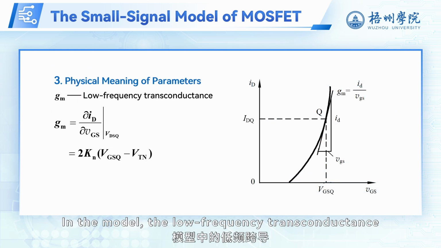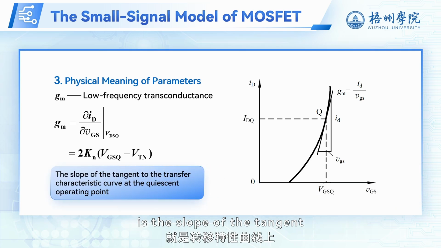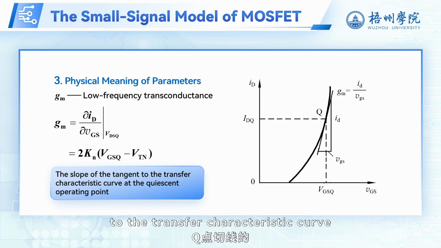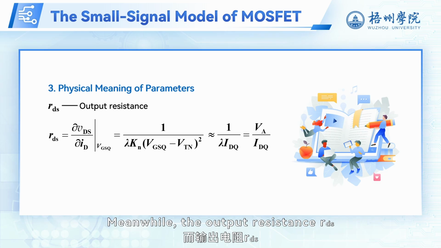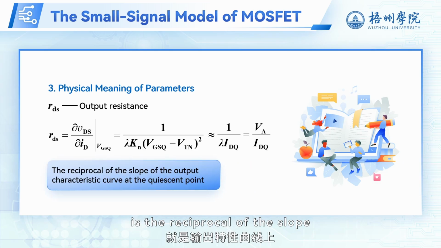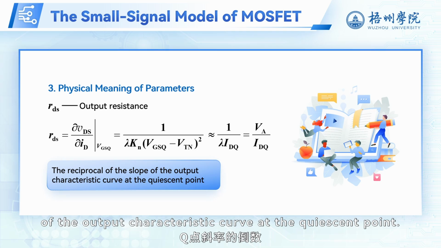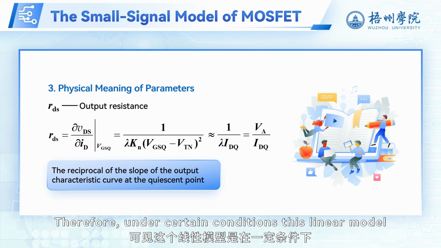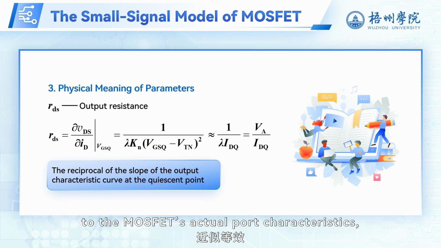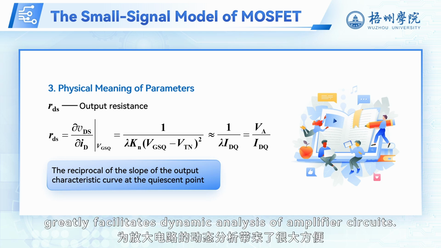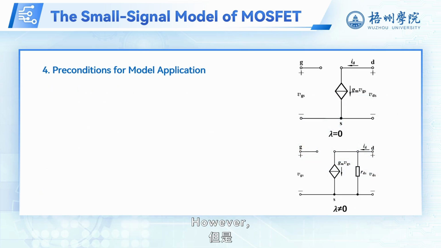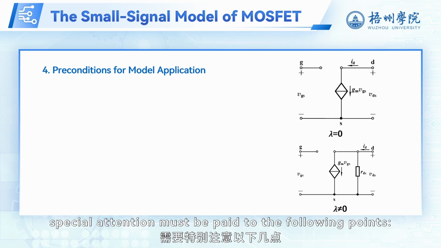In the model, the low-frequency transconductance is the slope of the tangent to the transfer characteristic curve at the quiescent operating point. Meanwhile, the output resistance r_ds is the reciprocal of the slope of the output characteristic curve at the quiescent point. Therefore, under certain conditions, this linear model provides an approximate equivalent to the MOSFET's actual port characteristics, and the small signal model greatly facilitates dynamic analysis of amplifier circuits. However, special attention must be paid to the following points.